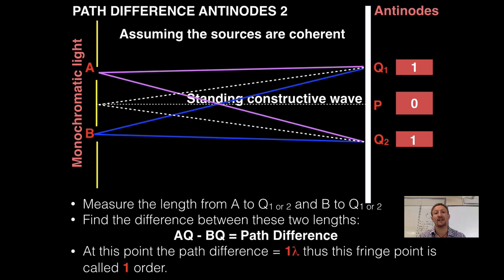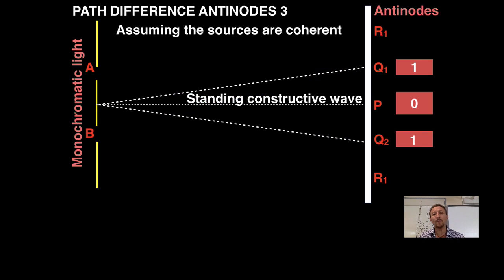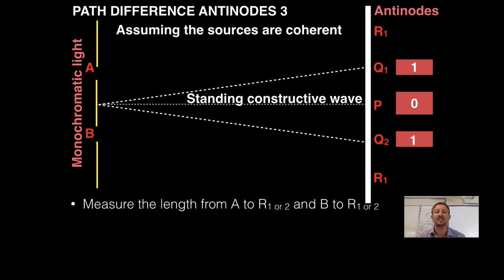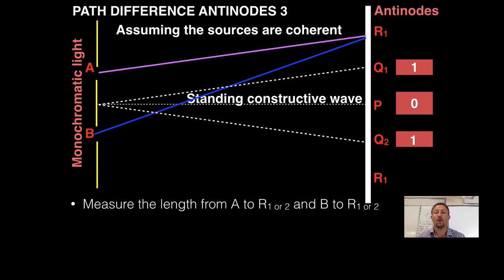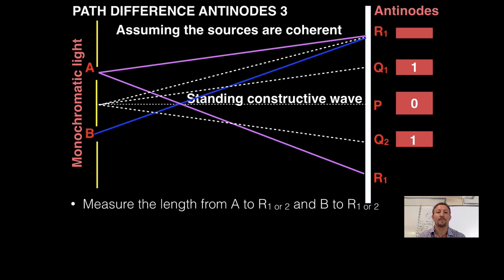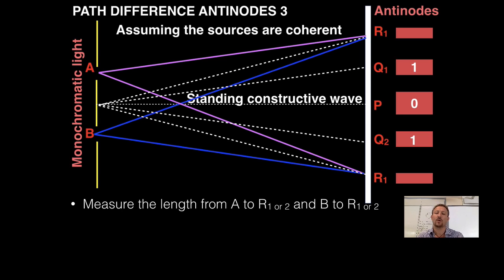So what happens with the next fringe, or antinode 3? Well, in this case, I'm going to call that point R. So again, we do exactly the same thing. I measure the distances from A to R1 and B to R1, or I do the same for the other one at the bottom. This is going to produce a standing constructive wave. We can go to the bottom line, A to R1 or B to R1, and that will also cause a second fringe pattern. They are equidistant from each other. They produce 2 standing waves which are constructive, so we get 2 antinodes.